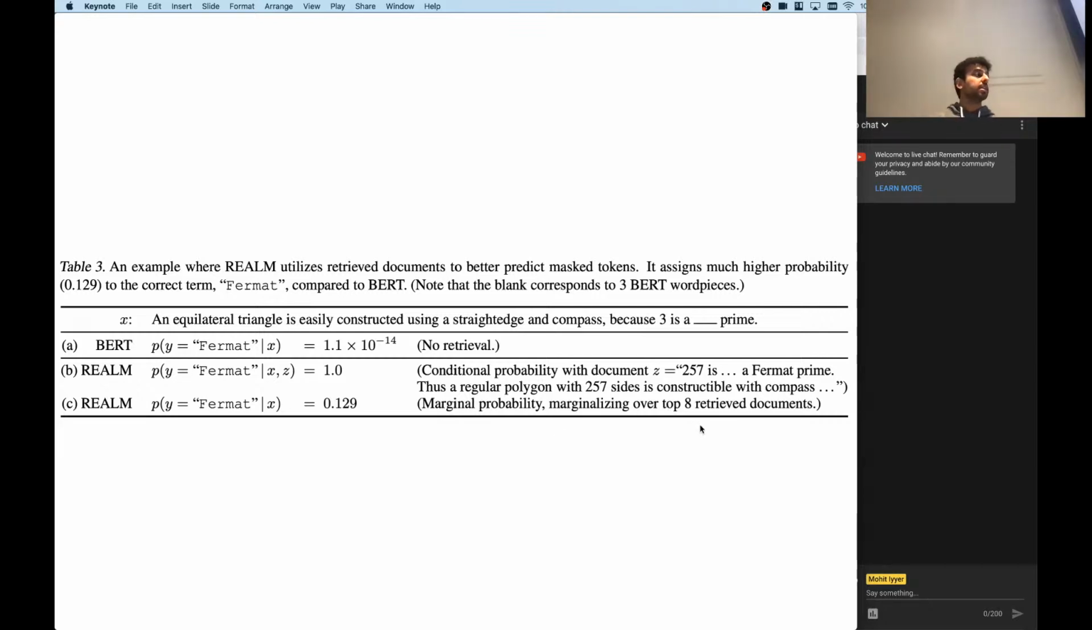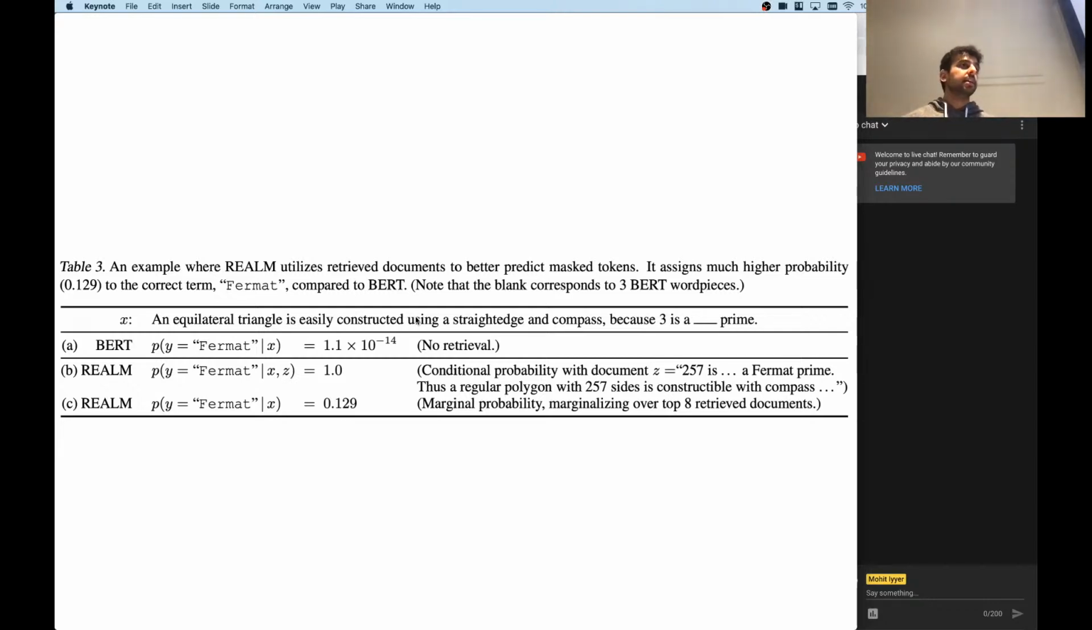Now, when you marginalize over the top 8 retrieved documents, which is what they do, this probability goes down to about 12% or 13%. Why do you think that is? Right, so maybe this is the only relevant document that contains Fermat prime, and the other documents say some other type of prime which misleads this model, right? So it really depends on the composition of the top 8 documents and how many of them are actually relevant to the input X here.